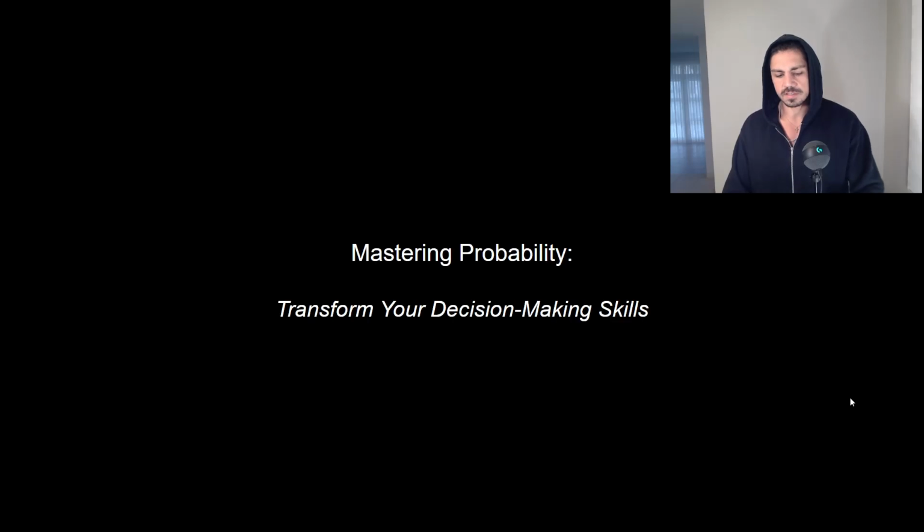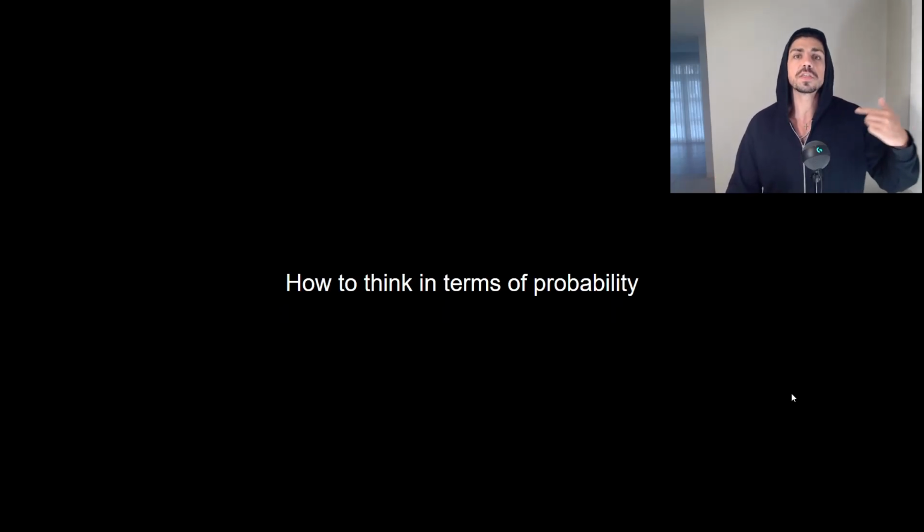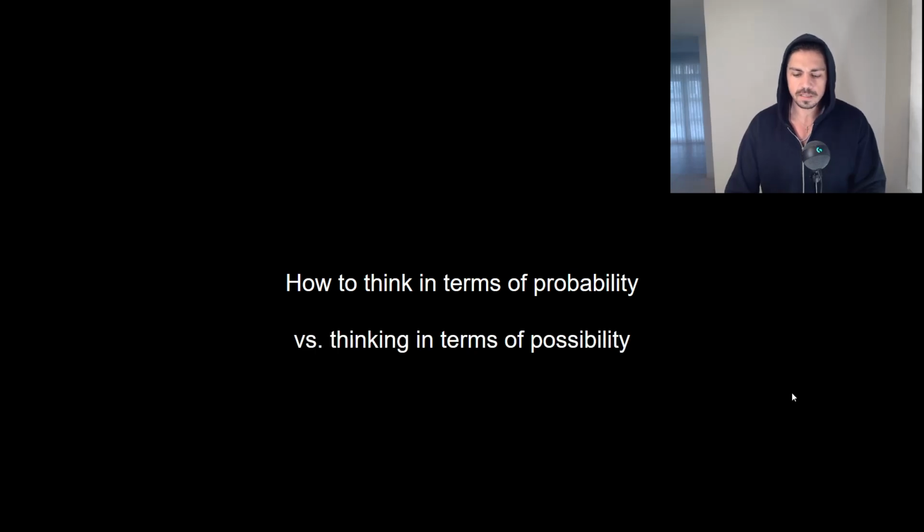Today, I'm going to be discussing how to master probability and to ultimately use probability and the mental models that come from understanding it to transform your decision-making skills. Now, in order to learn how to think in terms of probability, you have to understand the difference between thinking in terms of probability and thinking in terms of possibility.